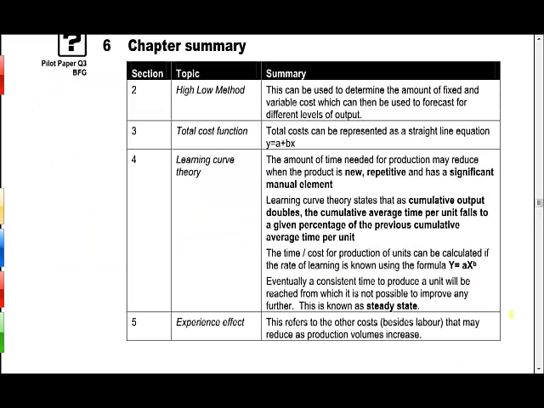Okay, so at the end of this chapter then is a good time to have a look at question 3 from the pilot paper, BFG. It's also time then to reflect on what we've studied in the chapter.